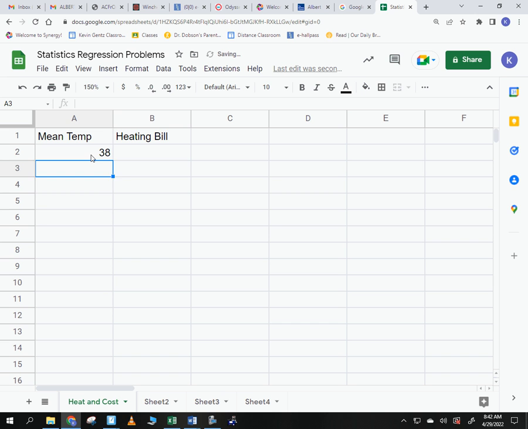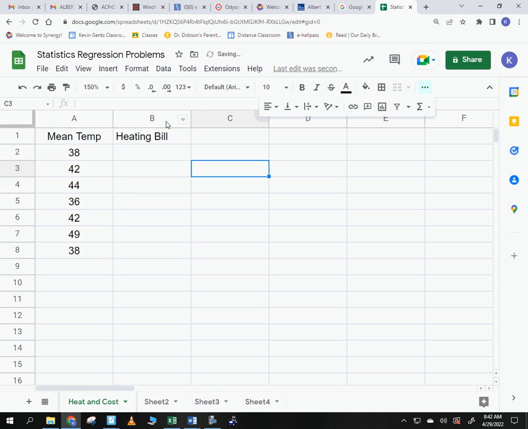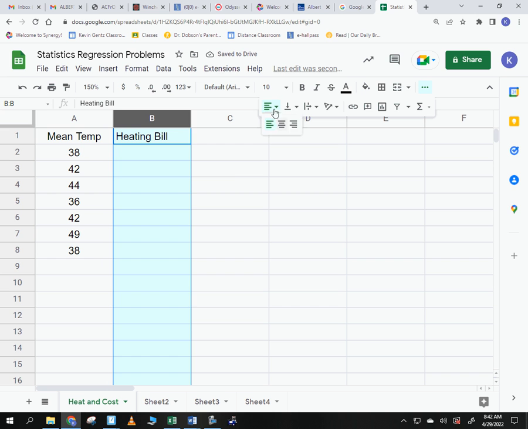38, 42, 44, 36, 42, 49, 38, and that's it. If you want to, you can obviously select a column or something of that sort, and you can center the data if you want to make it look a little bit nicer. So that's my X variable. I'm going to plot it against the Y variable.